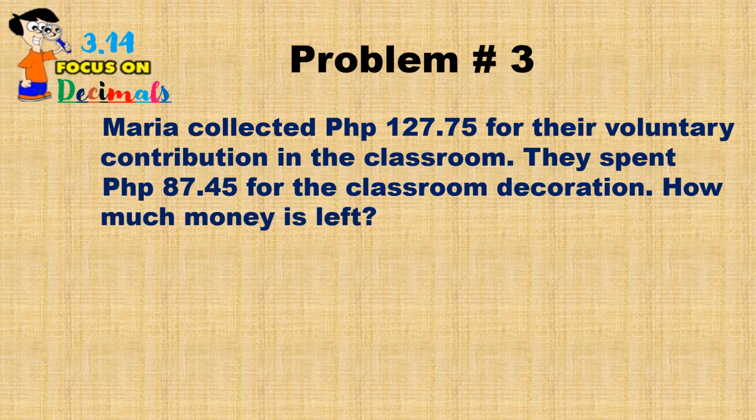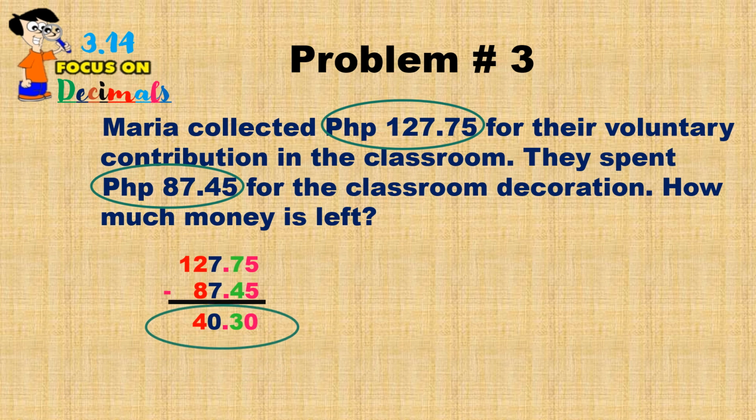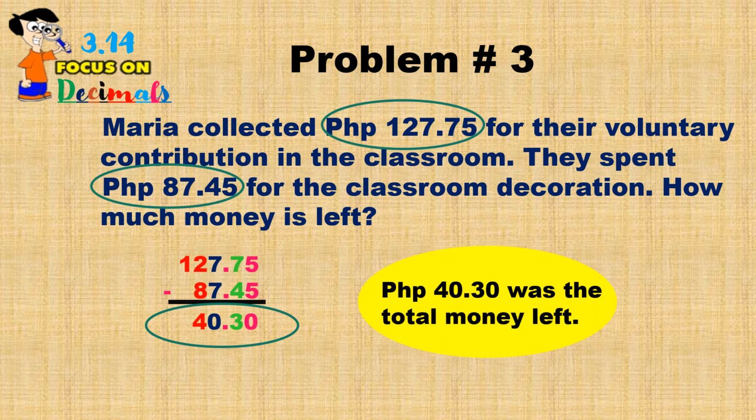Problem number 3. Maria collected 127.75 pesos for their voluntary contribution in the classroom. They spent 87.45 pesos for the classroom decoration. How much money is left? To answer the given problem, just simply subtract the given. So 127.75 minus 87.45, the answer is 40.30. So 40.30 was the total money left.